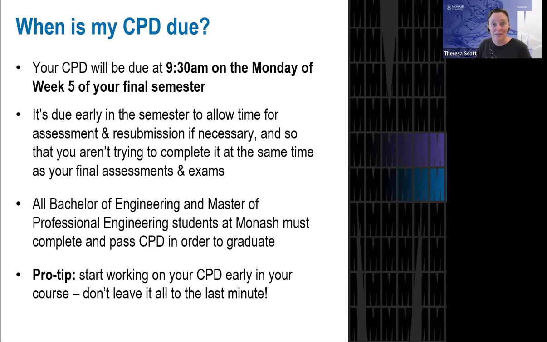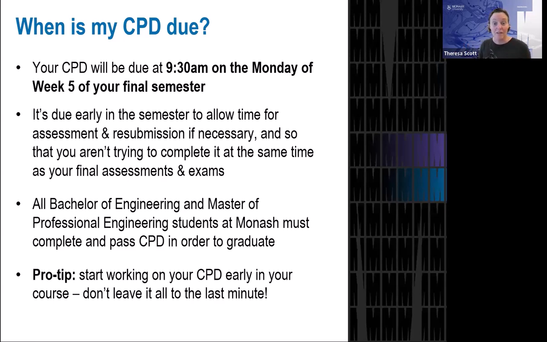So just to reiterate, because we do get asked this question a lot, your CPD is due at 9:30 a.m. on the Monday of week 5 of your final semester of units at Monash. Okay, it's due early in the semester to allow time for assessment and resubmission if necessary, and so that you aren't trying to complete it at the same time as your final assessments and exams. All Bachelor of Engineering and Master of Professional Engineering students need to complete and pass CPD in order to graduate.